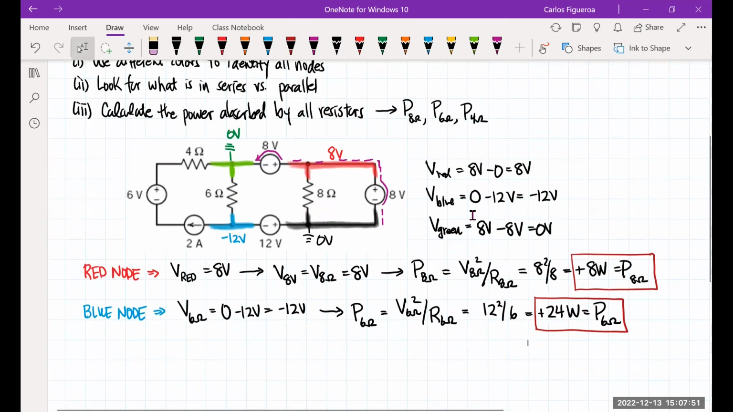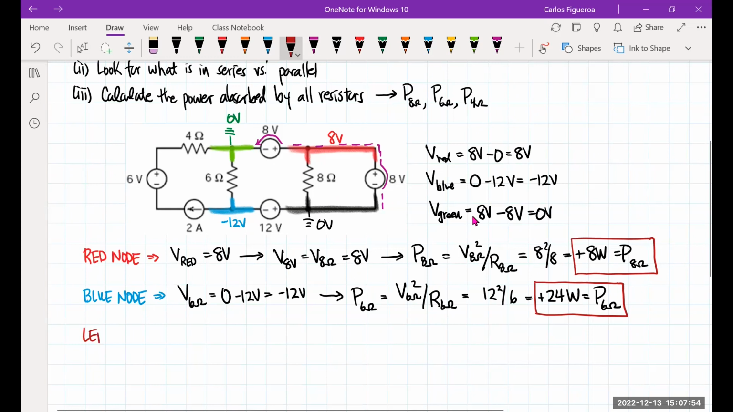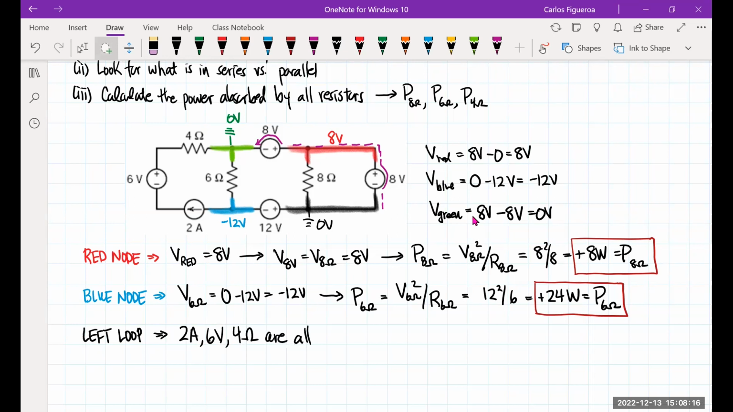Now, what we want to do is look at the left loop. If you look at the left loop, note that the 2 amp source, the 6 volt source, and the 4 ohm are all in series. If they're in series, that means they have the same current. In other words, the current of the 2 amp must be the same as the current of the 6 volt, which must be the same as the current of the 4 ohm, which has to be 2 amps.